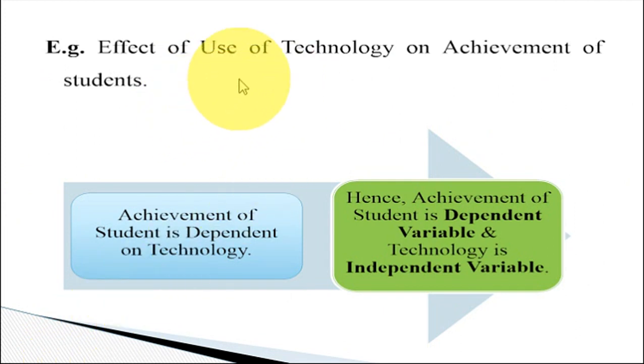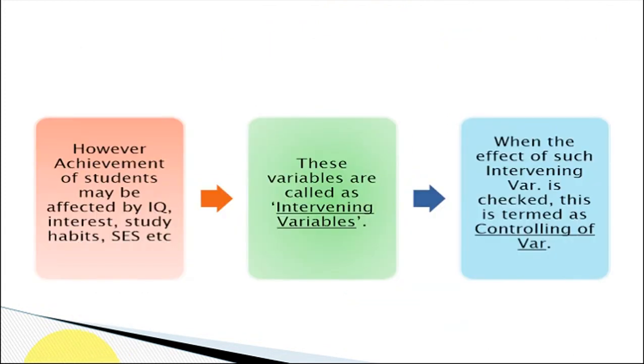Here is an example. For example, we're using technology to see the effect of technology on the achievement of students. So technology can be manipulated. Technology is selected by the experimenter. Technology can be used as a treatment. So this is the independent variable, and we see the impact, the outcome. The outcome is the achievement. So the achievement of the student is the outcome variable or the dependent variable.